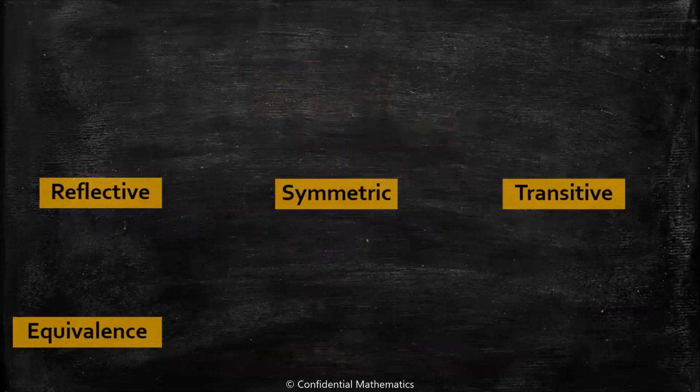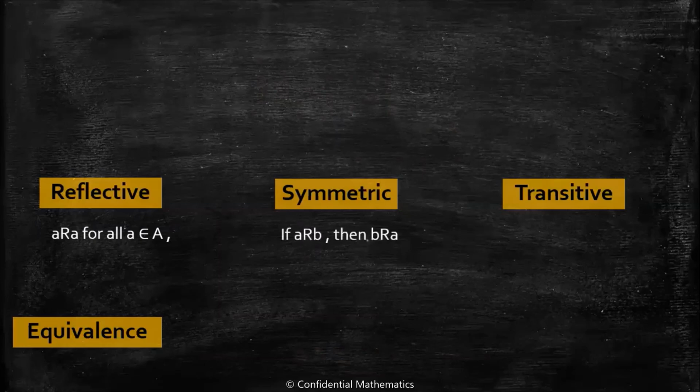Now finally we can denote the reflexive, symmetric and transitive like this. For every element A in set A, A is related to A, meaning every element is related to itself. In the symmetric, if A is related to B, if there is an ordered pair A comma B, then it gives us B comma A, B is related to A. Now in the transitive, if A is related to B and B is related to C, meaning if there are ordered pairs A comma B and B comma C, then it implies that A is related to C. That is the transitive relation.